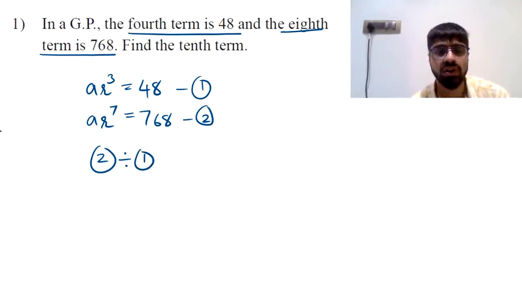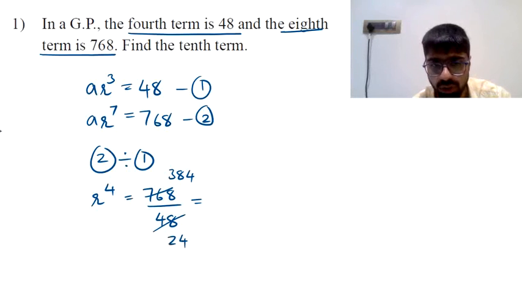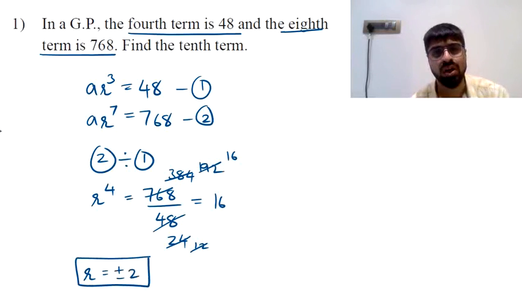Dividing equation 2 with 1 will give us r power 4 on the left and 768 upon 48 on the right hand side. So when you cancel off a 2 in the numerator and denominator, you get 384 and a 24 here. Then 2 into 192 and 2 into 12, and 12 will be multiplied by 16 to get 192. So r power 4 is going to be equal to 16. We take a fourth root on both the sides, and the value of r will now be plus or minus of 2. Just for easy calculations, I'll currently take it as plus 2 and go ahead.